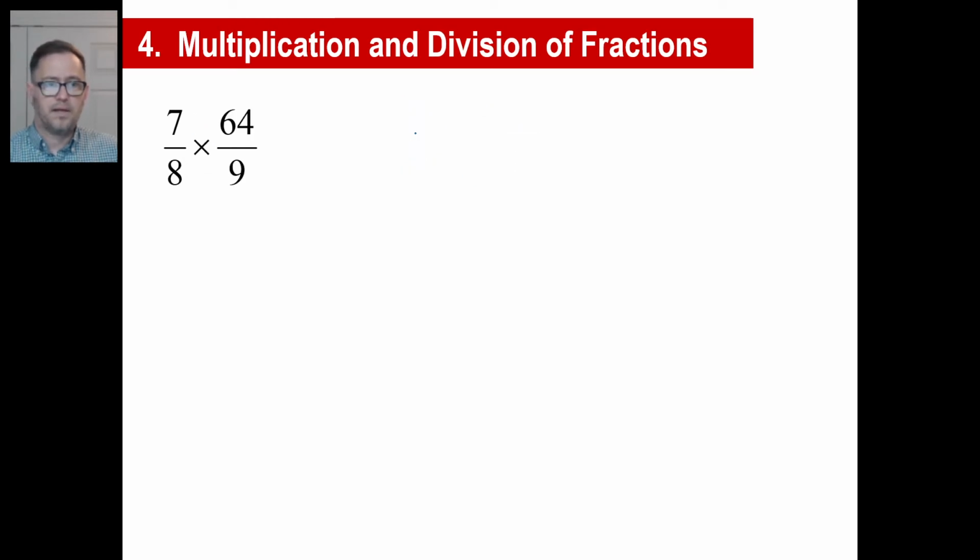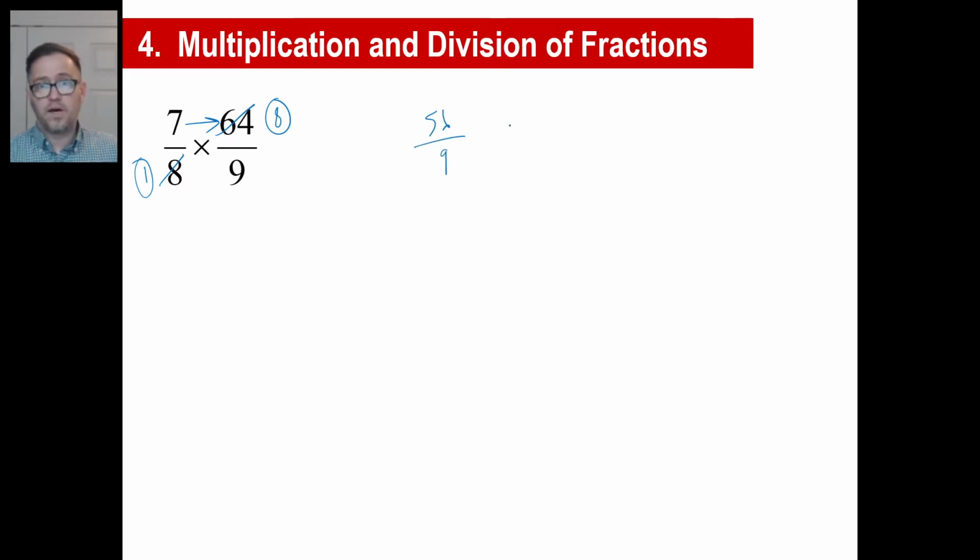Okay, if we have something like this, an easier way to do this, rather than multiply the entire thing without thinking, is to do what? Cancel, right? We're going to cancel this. You can look at 64 and 8 and go, well, 8 goes into 64 8 times, and then 8 just goes into 8 one time. There's nothing else we can cancel. So you just go straight across and go 7 times 8 is 56, and 1 times 9 is 9.